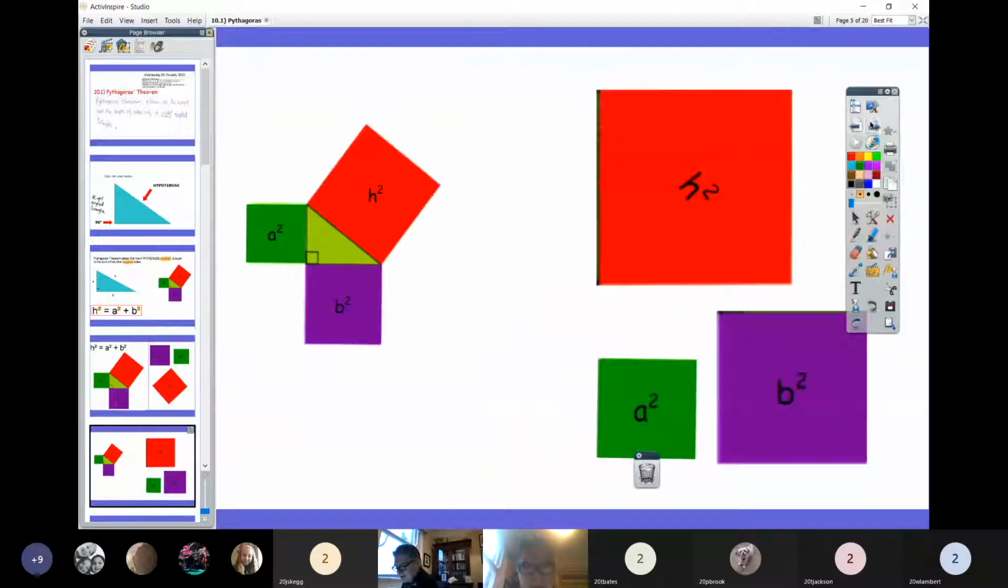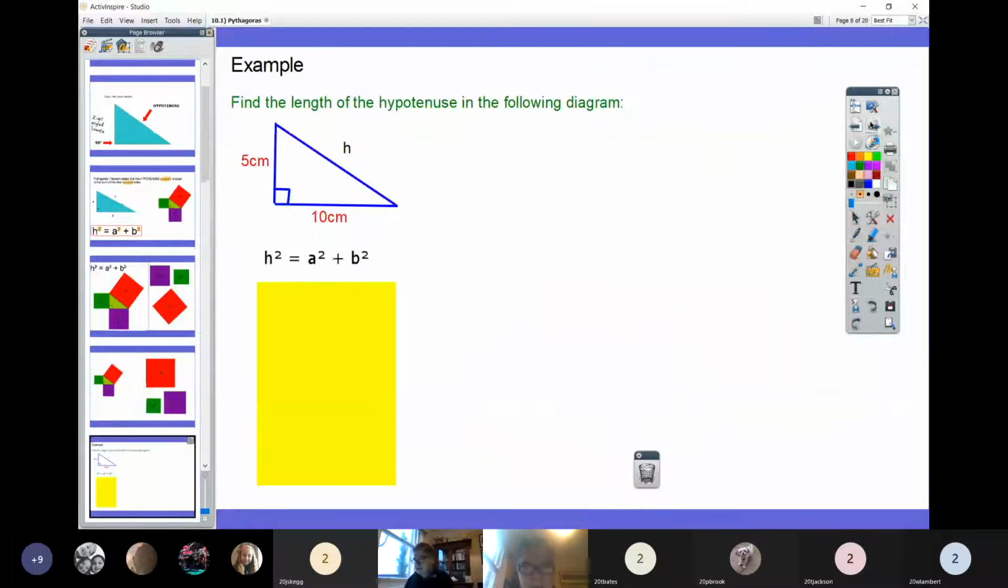So let's go straight on to a question. Here we go. We've got our two shorter sides being 5 and 10. Oops, sorry, I've just touched something on my other computer, so I'm sorting that out. There we go, good. So our shorter sides are 5 and 10, and we're working out the hypotenuse.